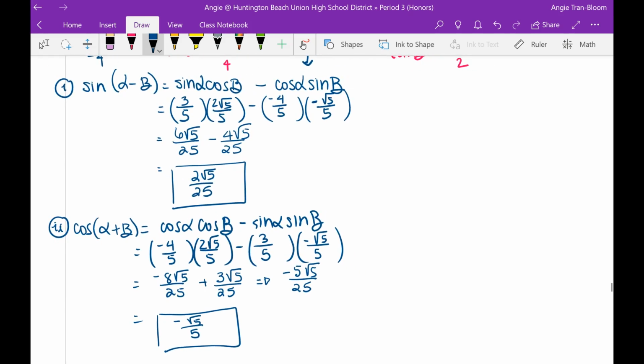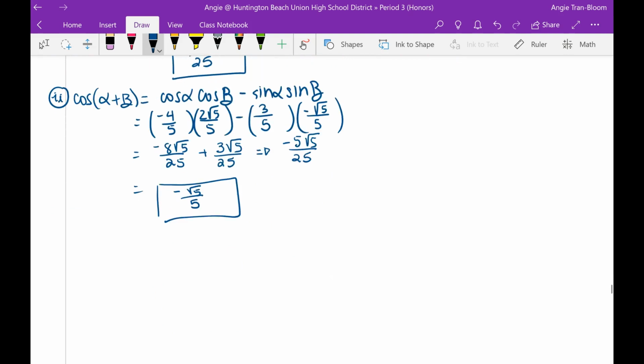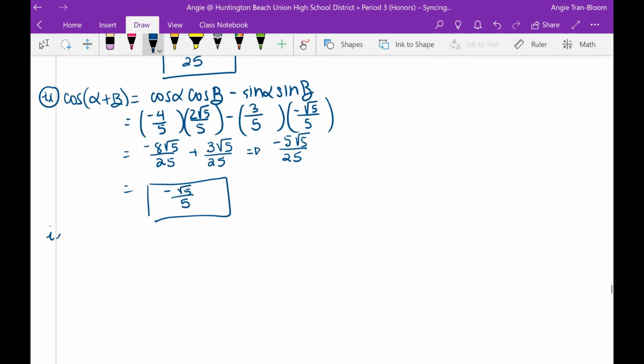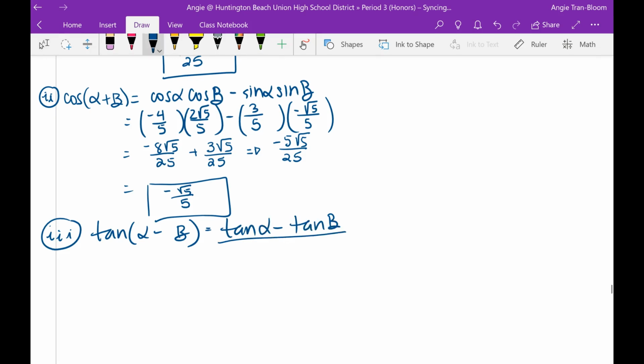And 3 i's, tangents. Was it a summation of tangent, by the way? Tangent, subtraction, thank you. Alpha minus beta. All right, identity and only identity. Trey, alpha minus beta of tangent. Tangent of alpha minus tangent of beta, all over 1 plus tangent of alpha times tangent of beta.